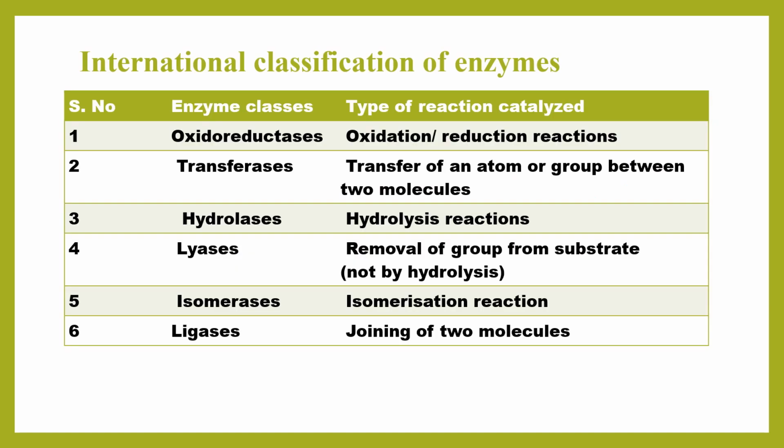The international classification of enzymes. We have 6 main classes of enzymes, starting with the first one, oxido-reductases, which are involved in oxidation-reduction reactions. Transferases are involved in the transfer of atoms or groups between 2 molecules. Hydrolases are involved in hydrolysis reactions. Lyases are involved in the removal of groups from substrates. Isomerases are involved in isomerization reactions, and ligases are involved in joining of 2 molecules.